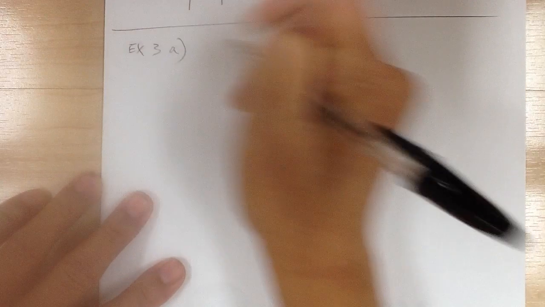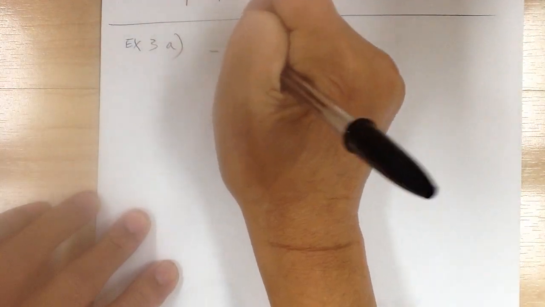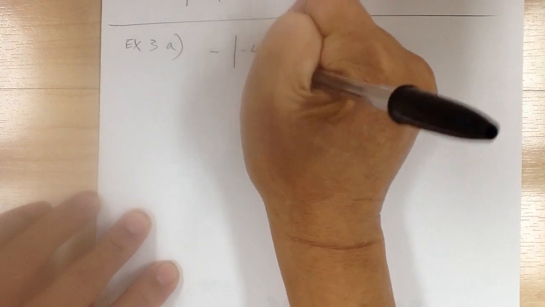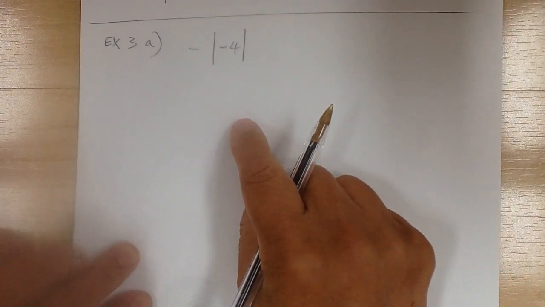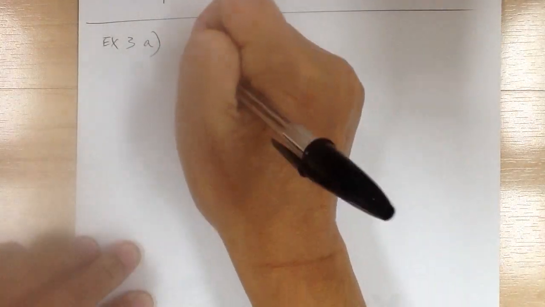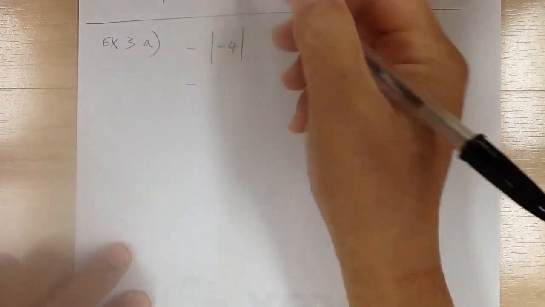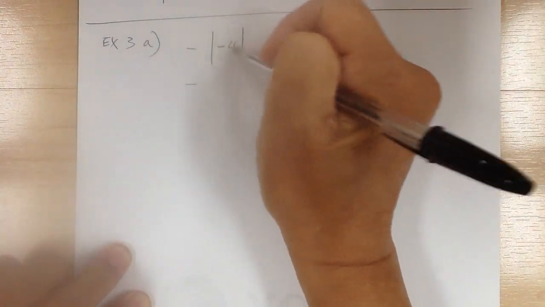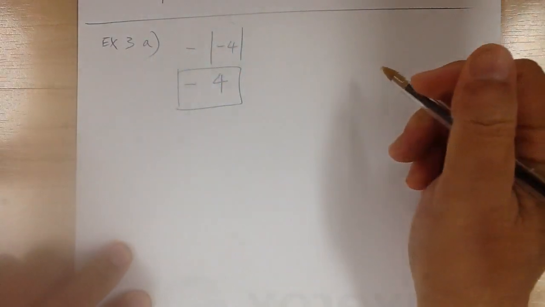Okay, let's go ahead and do example 3. A. It says find the absolute value of each expression. So you get negative, absolute value of negative 4. When you're doing this kind of problem, you have to know your order of operations. In this case, you need to do this part first. So drop the negative straight down. And this part over here, again, absolute value means positive, so it would be a 4. And so your answer is negative 4.